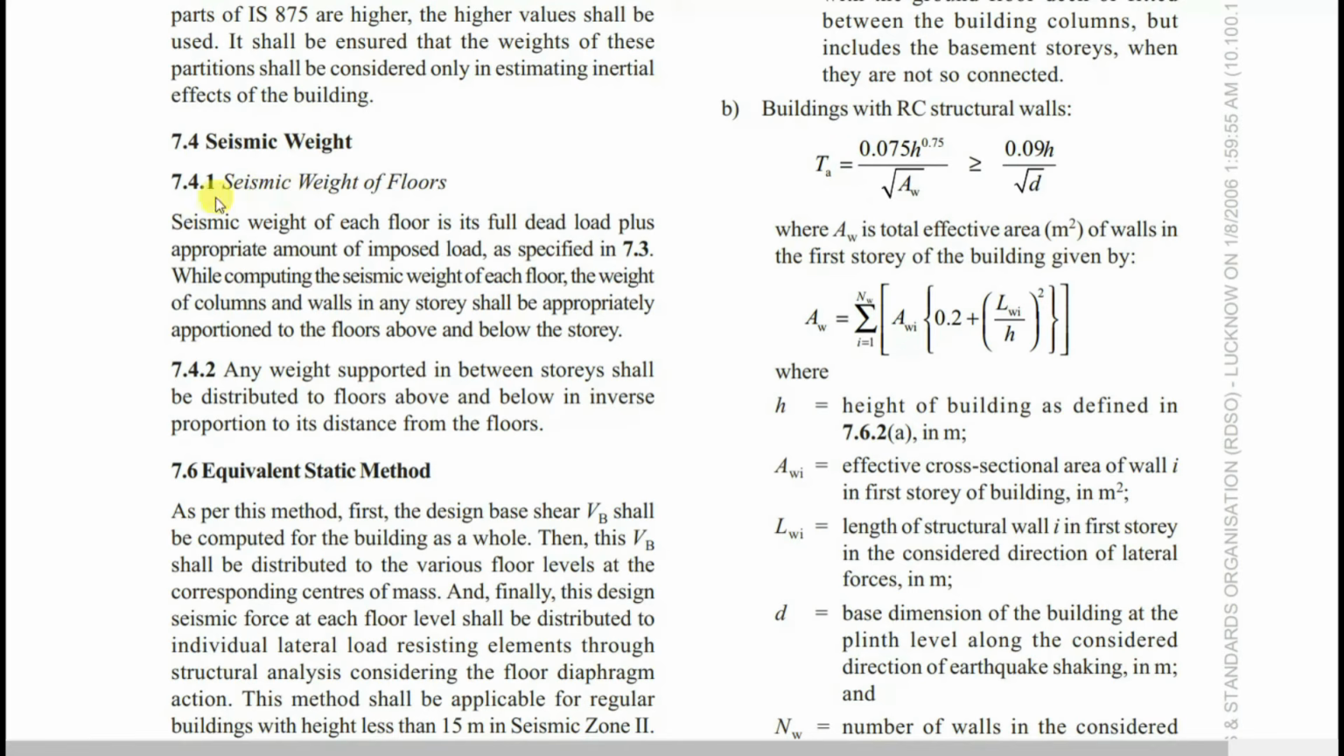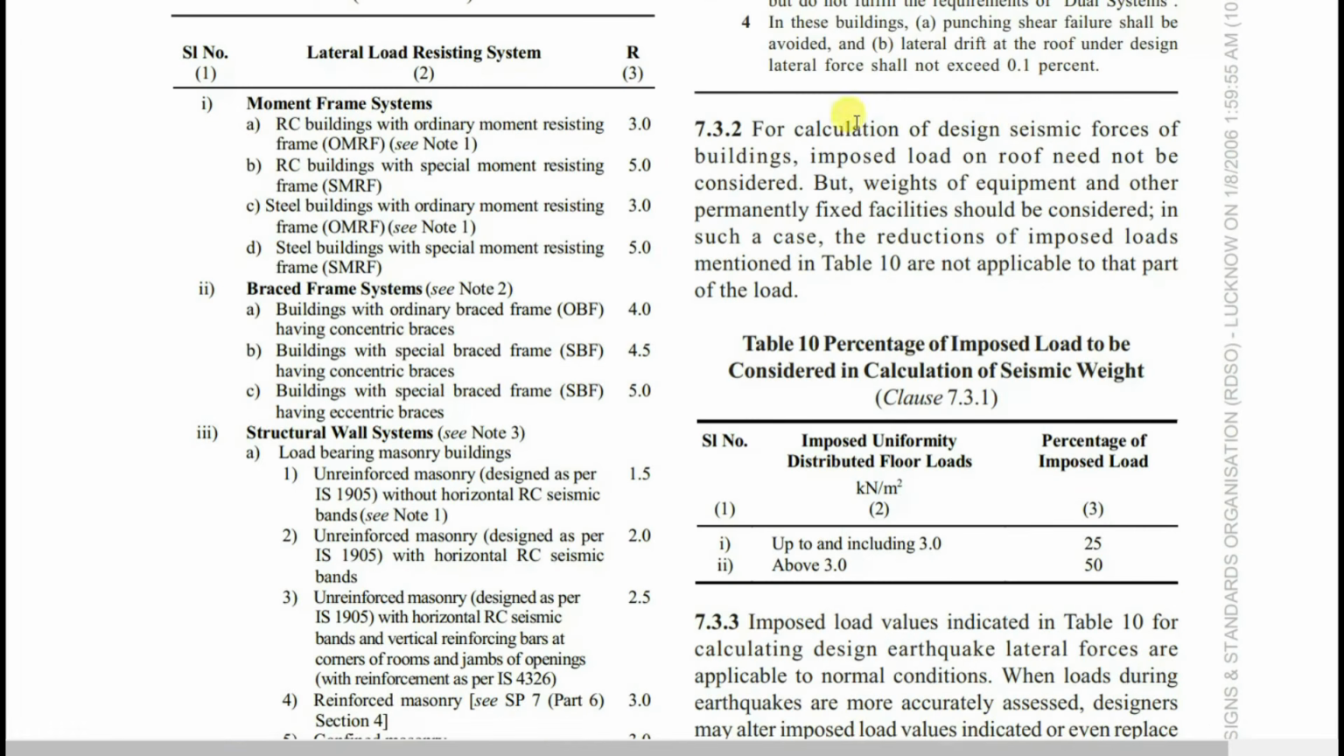Seismic weight of floors, this we need to add. So seismic weight of each floor is full dead load plus appropriate amount of imposed load. Full dead load we need to consider, and appropriate amount of imposed load as specified in 7.3, calculation of seismic forces in building. Imposed load on roof need not be considered. So there will not be any live load on the roof while calculating the seismic weight.